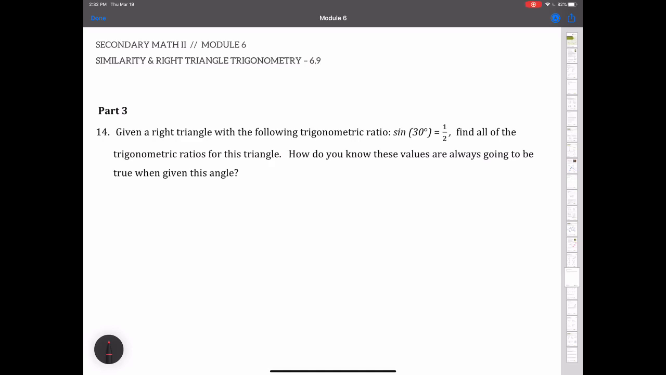Okay, we have nearly made it. We are on part 3. We're on the home stretch of section 6.9, excuse me. So let's go ahead and tackle this.